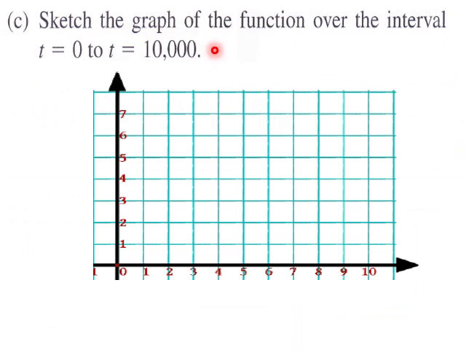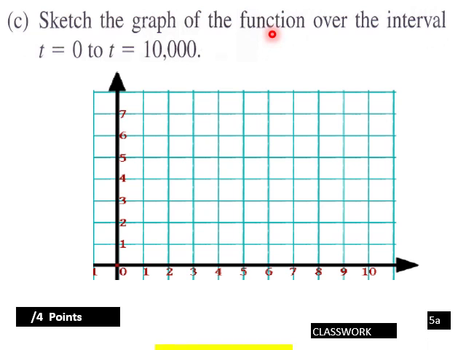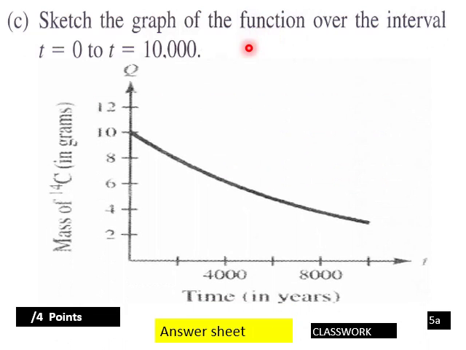And then for the graphing sketch, graph the function over the interval of T from 0 to 10,000. Here's your graph. It starts at 10 grams, and 10,000 years will be right here. It looks like a little bit less than 4 grams after 10,000 years.